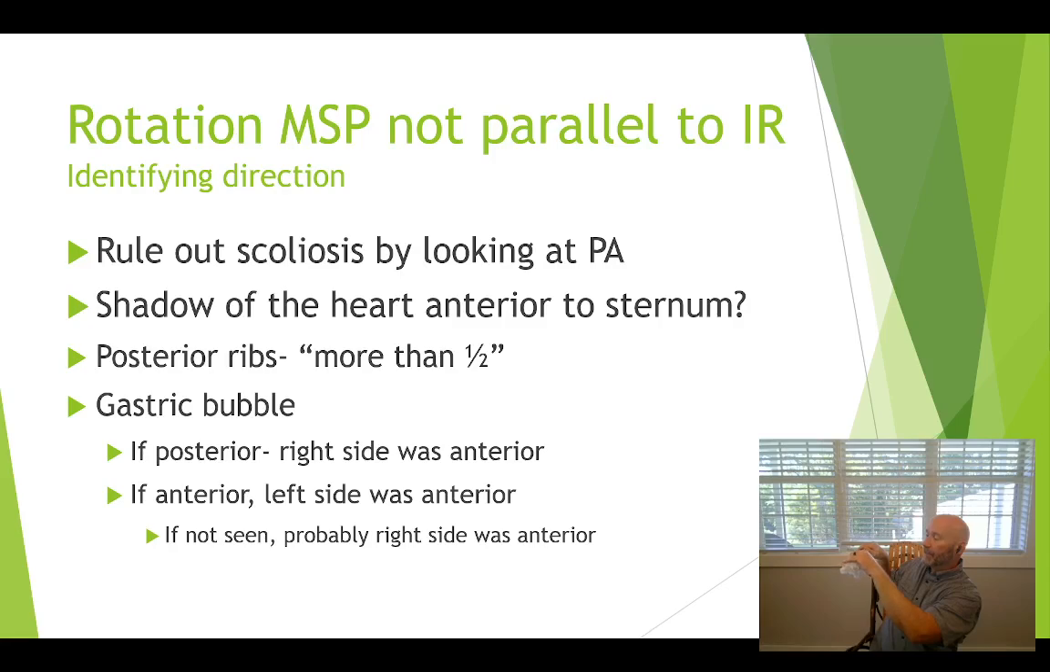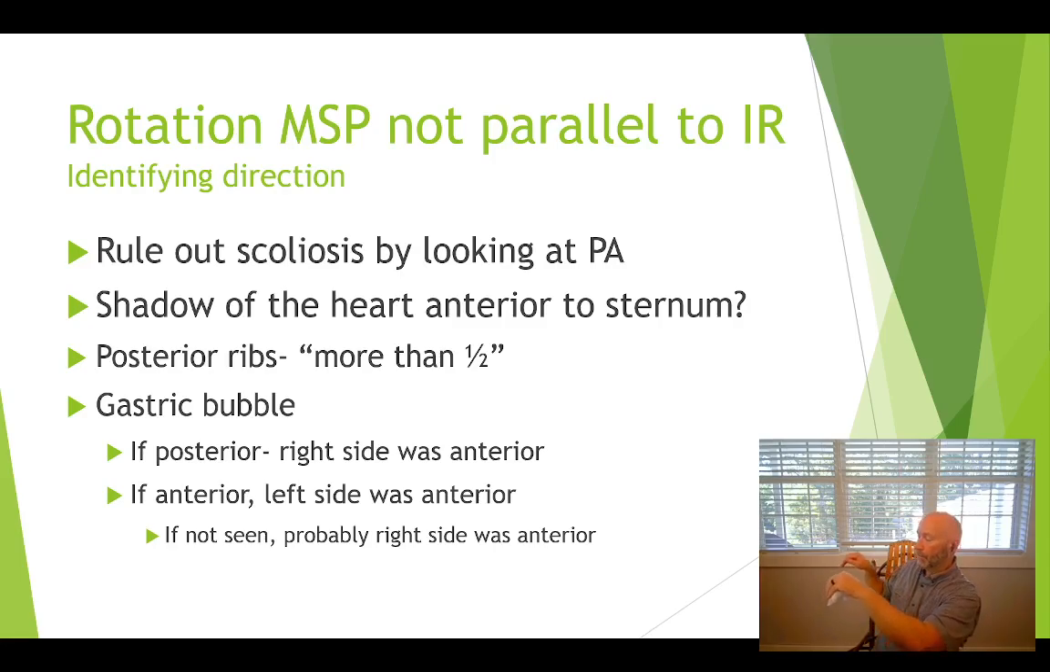But if we have a situation where the gastric bubble is posterior, what that means is the patient was rotated towards the image receptor. If the gastric bubble is anterior to the diaphragm, with the gastric bubble under it anterior to the other hemidiaphragm, what that would indicate is the patient's rotated away from the image receptor. So in that case, the left lung is anterior to the right lung. In this case, the left lung is posterior to the right lung.